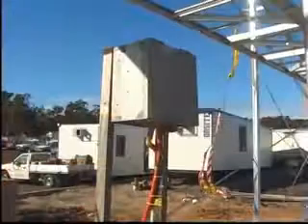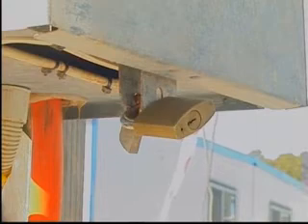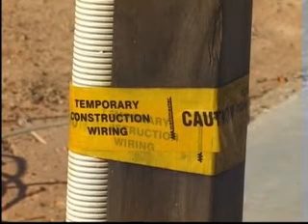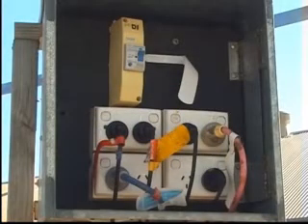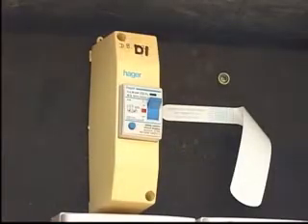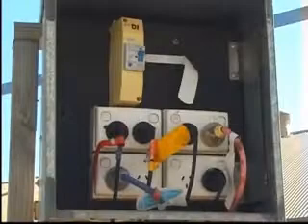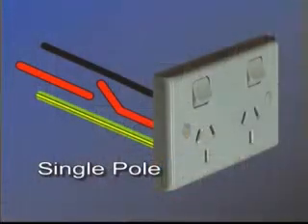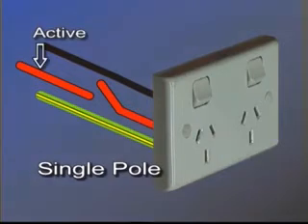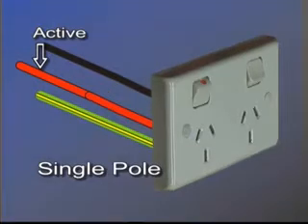Construction wiring must be suitably identified. General power outlets must be protected by an earth leakage device. Each outlet should be controlled by a double pole switch. Conventional power points use a single pole switch operating only in the active wire. For extra safety, double pole switches in construction site power points operate in both the active and the neutral conductors.